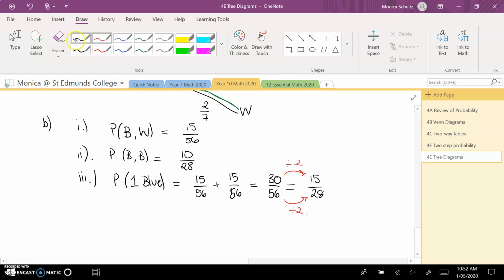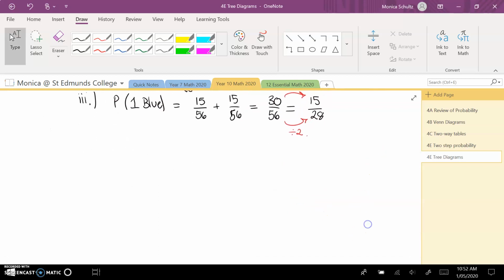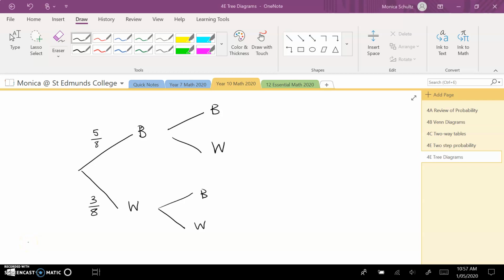Okay, so the next part of this question asks, if the experiment was repeated with a replacement, so when we take a marble out, we put it back in after we find out what color marble we got, find the answers to each question in part B. So I'm going to redraw this diagram. So hopefully we all remember that our probability of finding a blue from that bag was 5 on 8, and our probability of getting a white was 3 on 8.